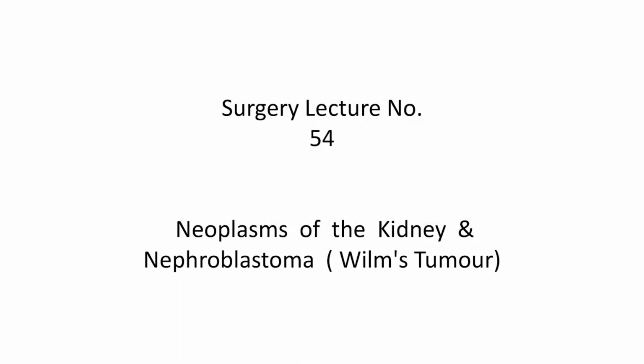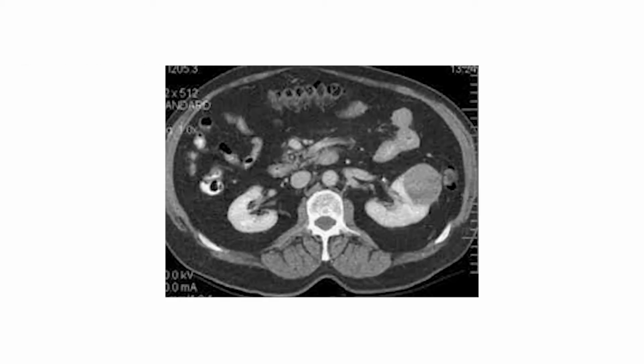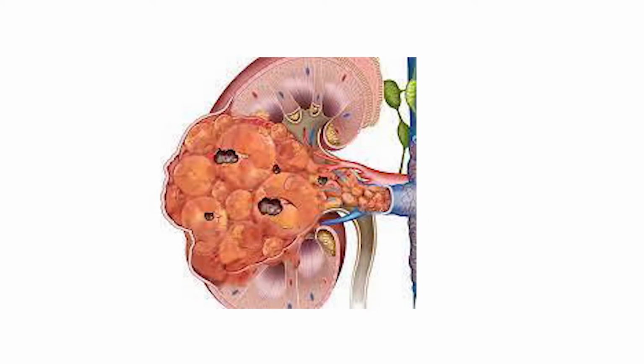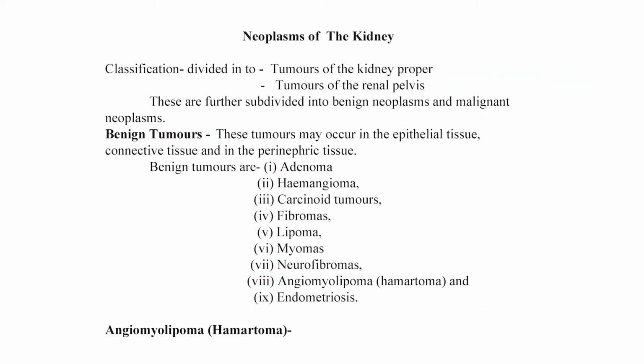Welcome dear students to my surgery lecture series number 54, that is the neoplasms of the kidney and the nephroblastoma, that is the Wilms tumor. In this lecture we will learn the malignant neoplasms, that is the renal cell carcinoma, staging of the tumors, and the nephroblastoma, that is the Wilms tumor. Let's start the neoplasms of the kidney.